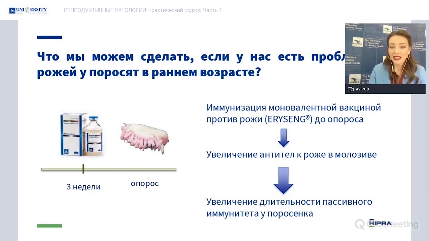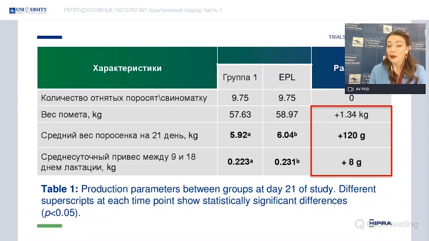Здесь мы проводили сравнительные исследования: если мы вакцинируем на лактации двумя разными вакцинами, как влияет безопасность? Это новые данные, представленные на Американской ассоциации свиноводов, которые показывают, что более новые, безопасные продукты позволяют нам уберечь около 120 грамм тотального прироста ежесуточно на 21 день поросенка.